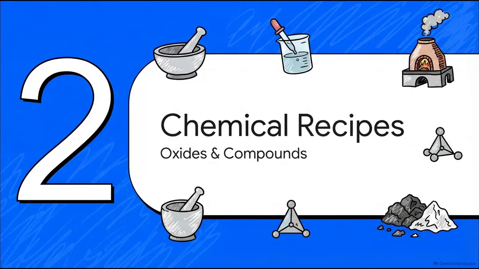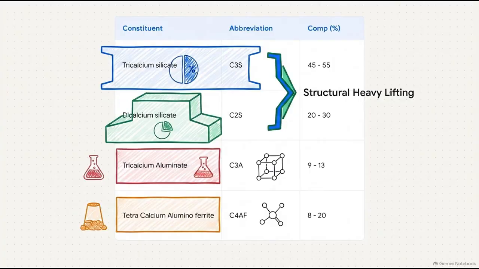Moving right along to section 2, chemical recipes. Let's look at the oxides and compounds. You're definitely going to want to memorize this table. It breaks down the 4 main mineral ingredients of Portland cement. Tricalcium silicate, or C3S, is the big one, making up roughly 45 to 55% of the mix. Right behind it is dicalcium silicate, C2S. Together, these two silicates do the heavy lifting for structural strength.